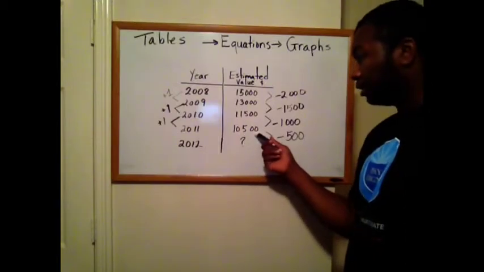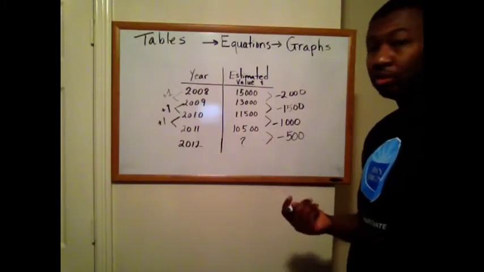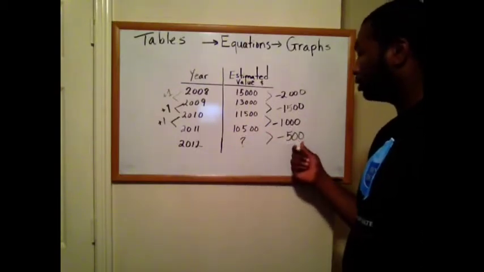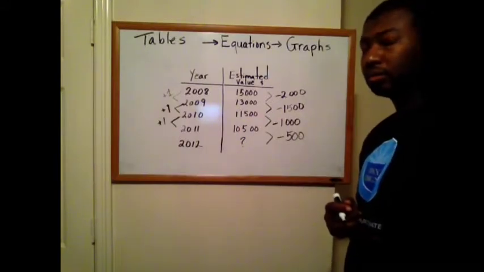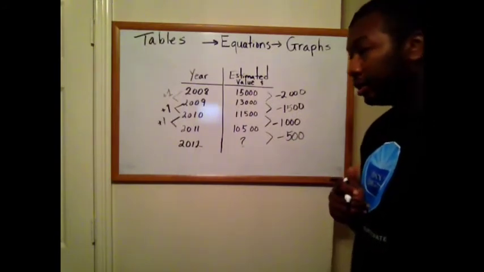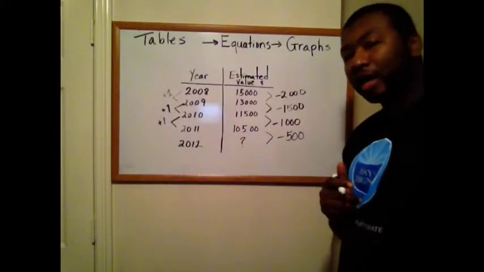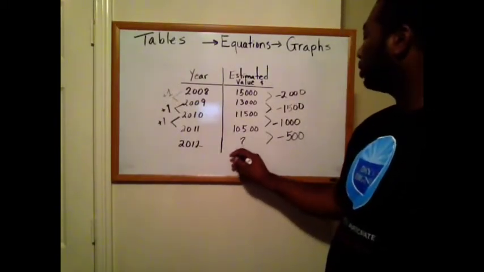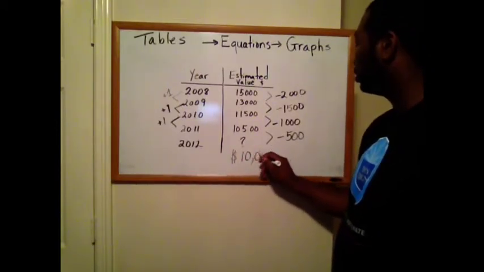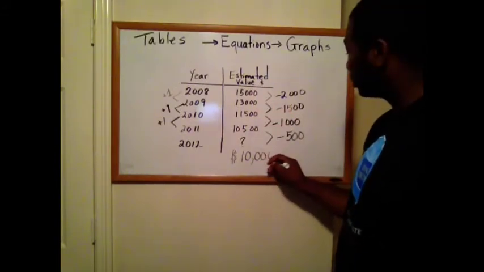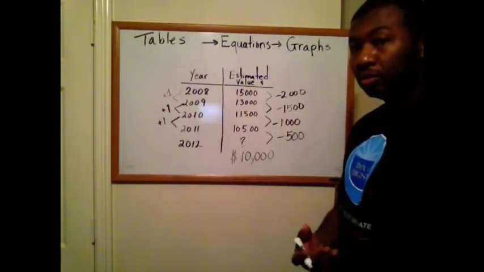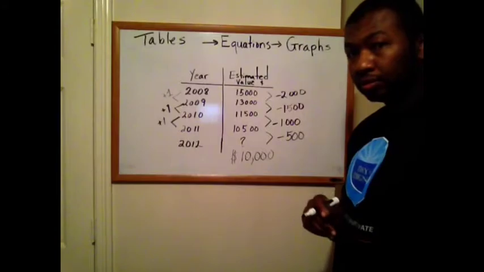It was 10,500. So just subtraction. 10,500. Go ahead and subtract 500. I'll wait. I can't hear you. 10,000. 10,000. So our prediction is that for 2012, the estimated value of whatever item this is going to be $10,000. That's the idea of how you use a table to make predictions about the future. Boom.